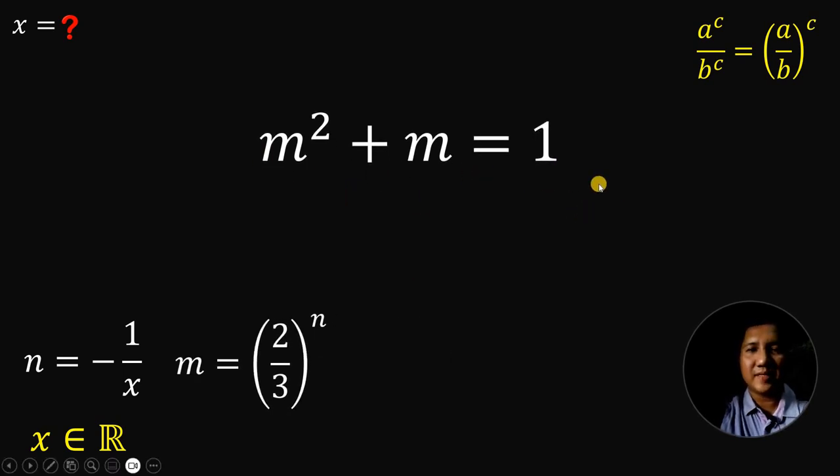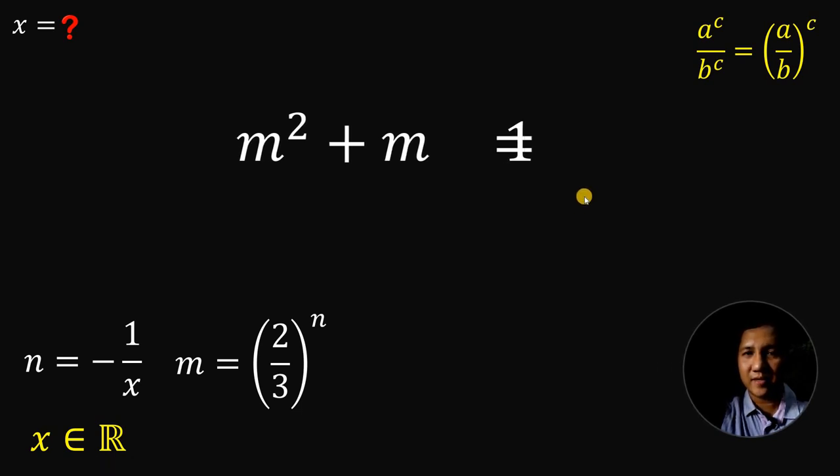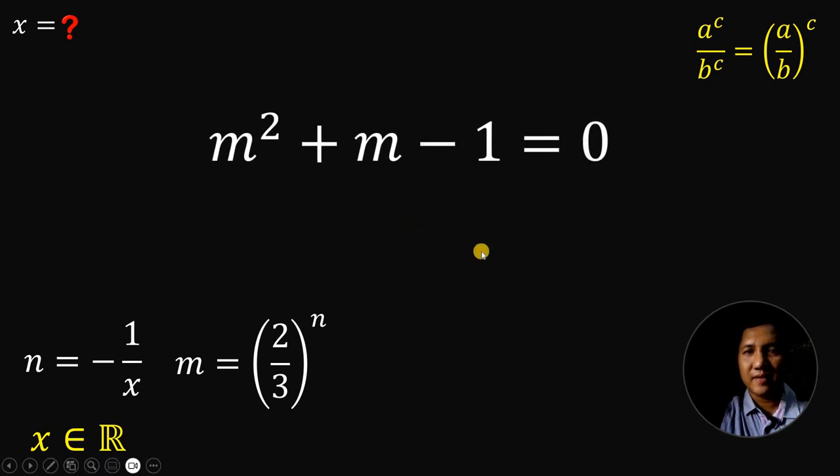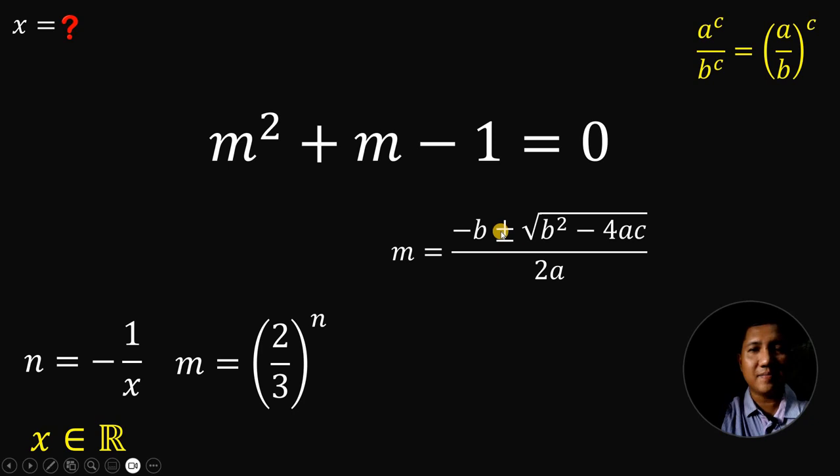So we have m squared plus m equals 1. To solve for the value of m, let's subtract 1 on both sides, or equate this to 0. Now to solve for the value of m, we will use the quadratic formula, namely negative b plus or minus the square root of b squared minus 4ac all over 2a, wherein a is the coefficient of m squared, b is the coefficient of m, and c is the constant term.